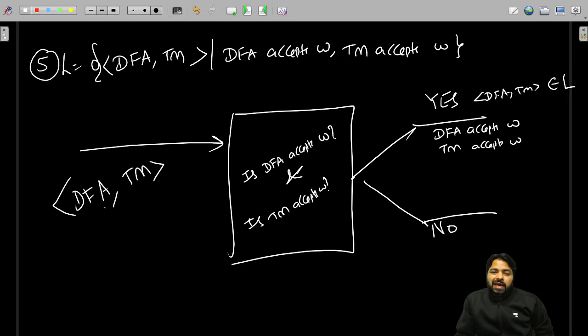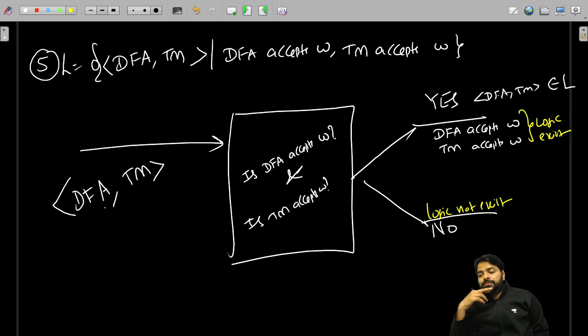But which one has the logic, guys? The DFA will have a logic because it halts at final, or halts at non-final. But for the Turing machine, there is no guarantee what it does. Suppose the DFA might accept W, but the Turing machine doesn't accept. There is no way to understand. No logic exists for this. Everybody, no logic exists for this.